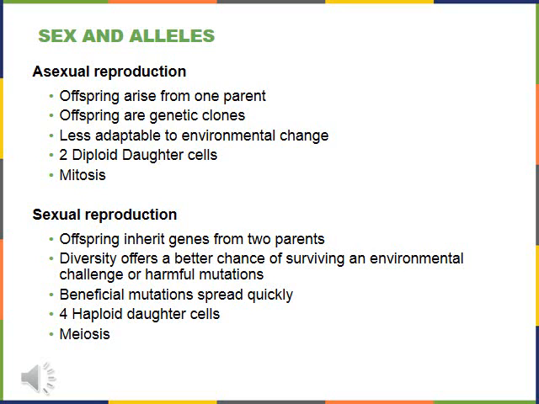Mitosis in asexual reproduction ends up with 2 diploid daughter cells. Meiosis in sexual reproduction ends up with 4 haploid daughter cells. And I'll explain what all that means in just a little bit. Asexual reproduction has offspring from one parent, and the offspring are genetic clones. They're identical to the parent. Asexual reproducers are less adaptable to environmental changes.